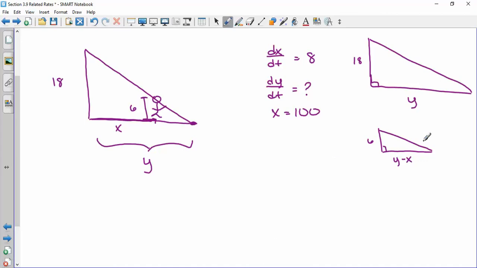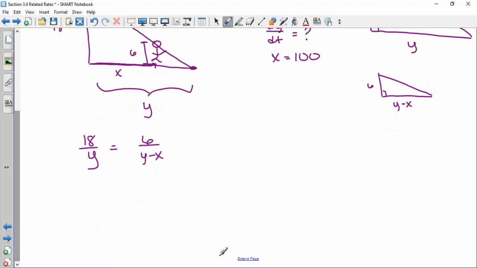Oh, we've done it, and we did it all the time in trig too. Set up a proportion. So we could say like 18 over y equals what? 6 over y minus x. Thank you. You've redeemed yourself. Okay, so then what do we do? Cross multiply. So we get 6y equals 18 times the y minus x.